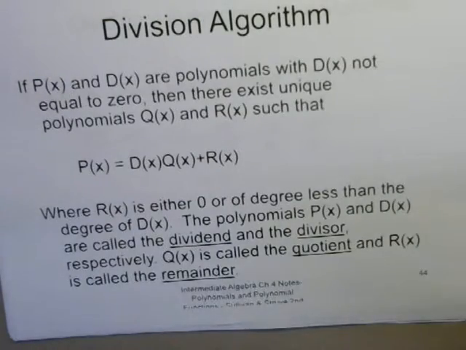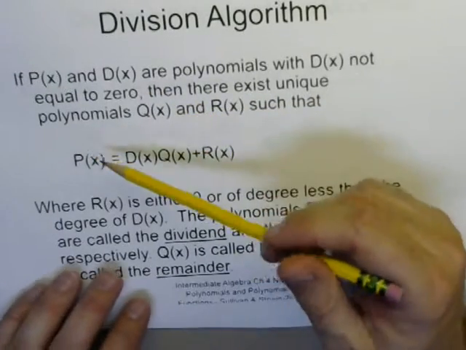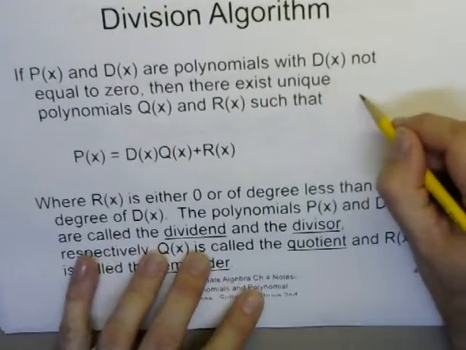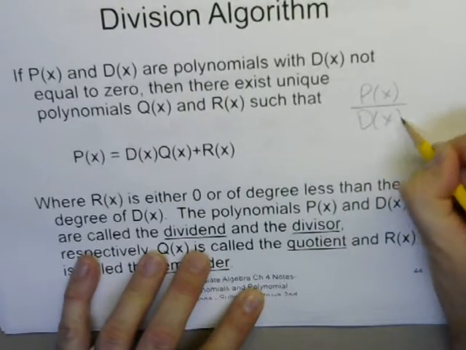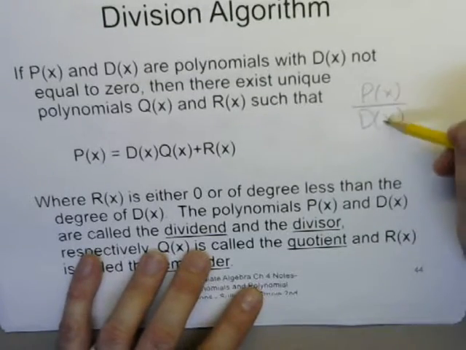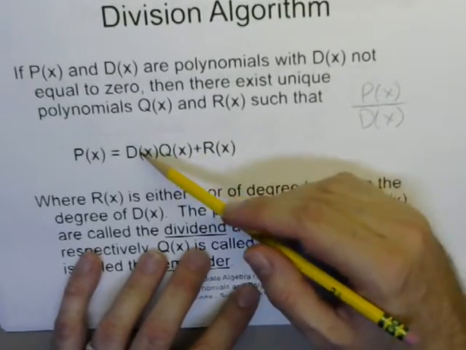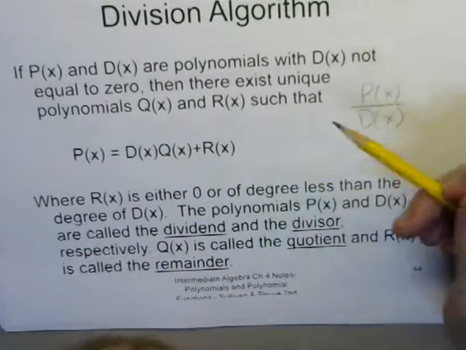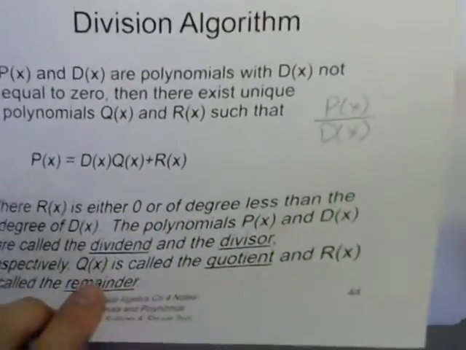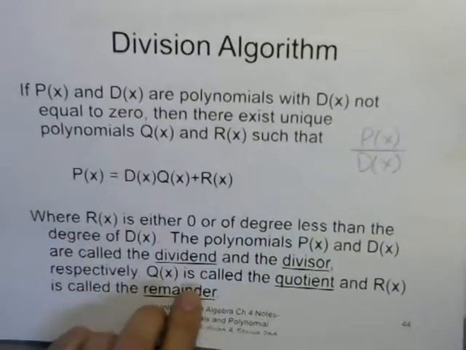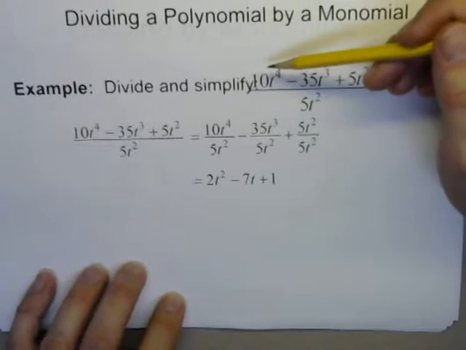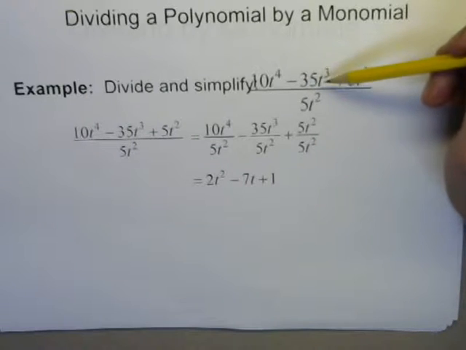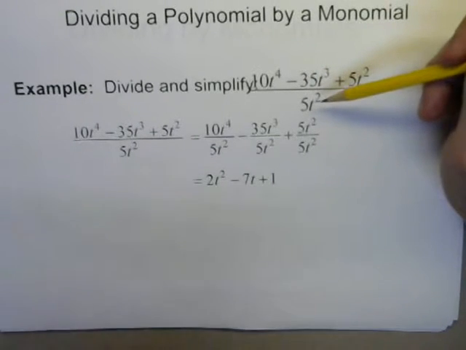Just to reiterate, the same thing will happen with polynomials that happens with numbers. Let p of x be some polynomial, and let's say you're taking p of x divided by some other polynomial d of x, so this would be the divisor and the dividend. Then that will equal the divisor times the quotient plus the remainder, just like when you're doing regular division. So the question is, how do you divide polynomials? We're going to look at dividing a polynomial by a monomial first. So let's say, for example, you take 10t to the fourth minus 35t cubed plus 5t squared over 5t squared.